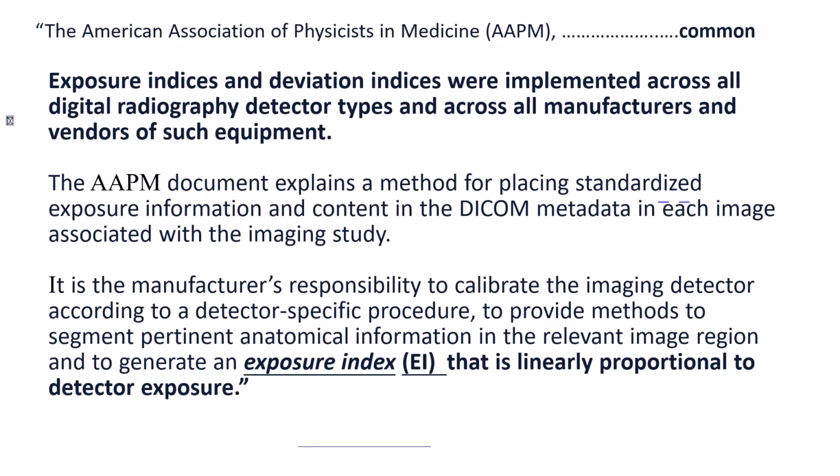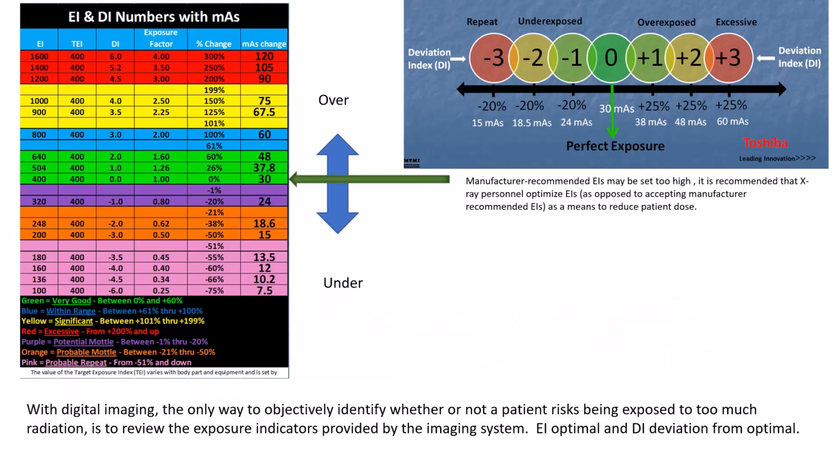Exposure indices and deviation indices were implemented across all digital radiography detector types and across all manufacturers and vendors of such equipment many years ago. It is the manufacturer's responsibility to calibrate the image detector according to a detector-specific procedure. It is the user's responsibility to make sure that the equipment remains calibrated during the usage period. With digital imaging, the only way to objectively identify whether or not a patient risks being exposed to too much radiation is to review the exposure indicators provided by the imaging system.